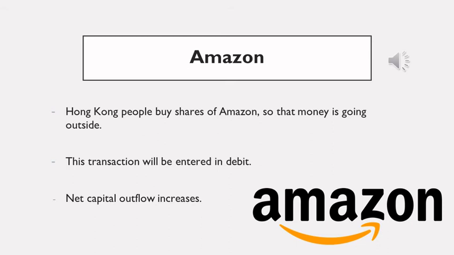The second example I want to talk about is Amazon. Amazon is the largest online retailer in the world. Hong Kong people buy shares of Amazon, so the money is going outside. This transaction will be entered in debit and the net capital outflow will increase.